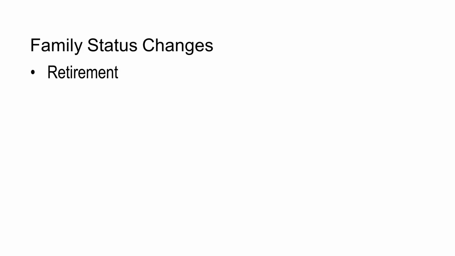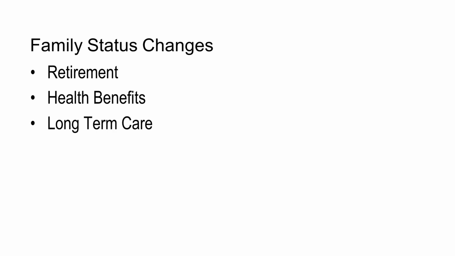There may be many things you may need to consider if you experience any of these life events. In today's presentation, however, we'll be discussing how these events may affect your CalPERS programs or benefits. There are four main areas of your CalPERS benefits that family status changes may affect. They are your retirement, your health benefits, your long-term care, and your supplemental income plans. Please note that each of these programs may not apply to everyone.